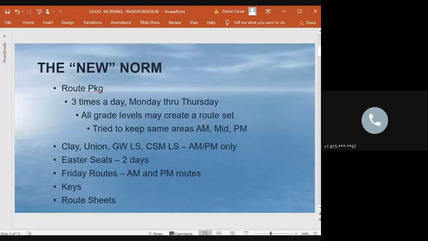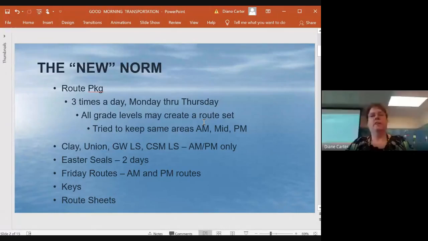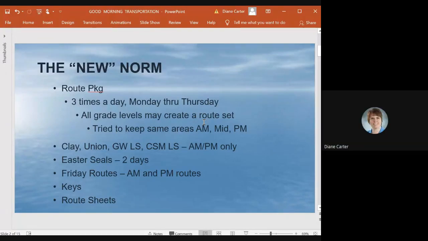So route sheets for right now are still going to be in the aisle. I'm trying to separate those so that we don't have everybody at once.